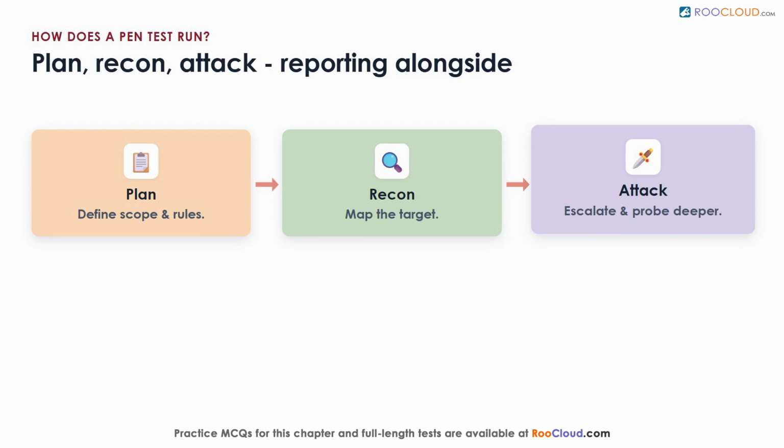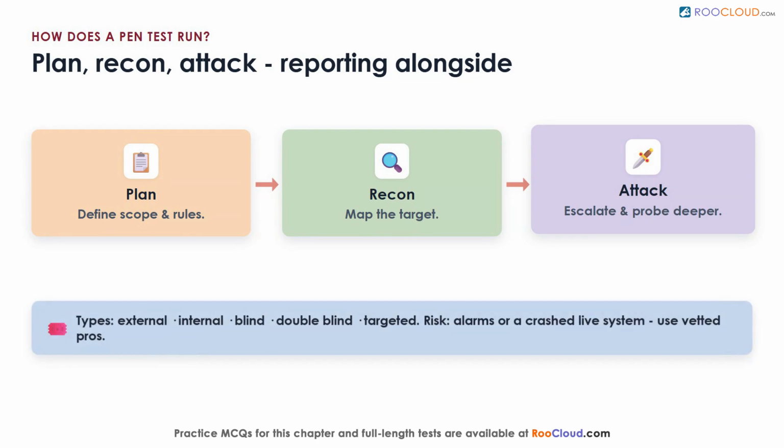There are also different flavours of test. External attacks from outside, internal from within. Blind, where the tester knows almost nothing. Double blind, where the defenders aren't told either. And targeted, where both sides know it's happening.